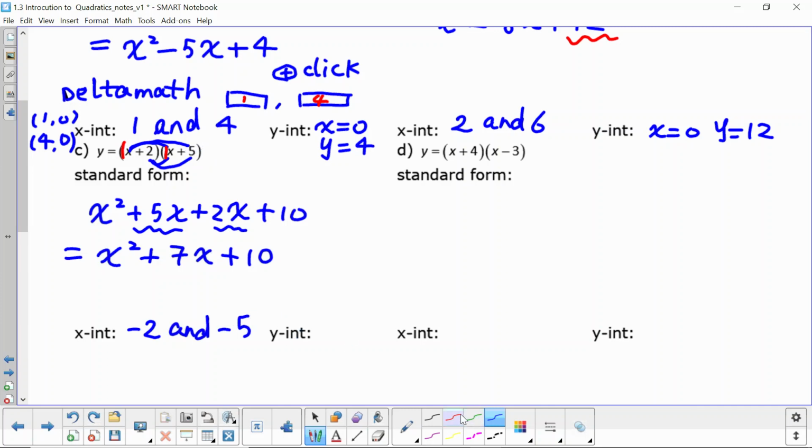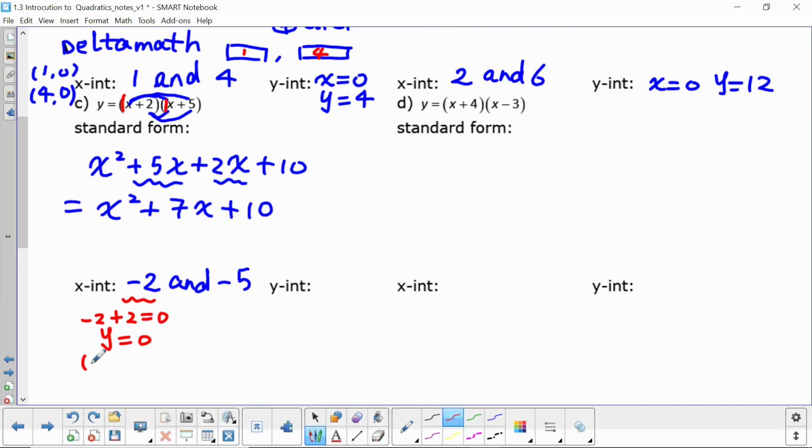And also I want to explain why it works, because we sub in negative 2 here. Negative 2 plus 2 gives you 0. 0 times another bracket gives you 0. So if the x value is the opposite of this number, then negative 2 plus 2 always gives you 0. And 0 times anything gives you 0. So y is 0. Then you have a point, negative 2, comma 0.